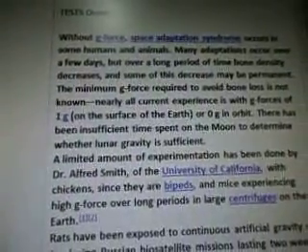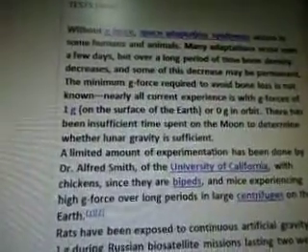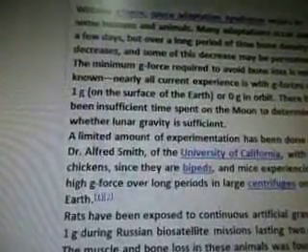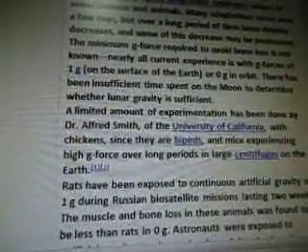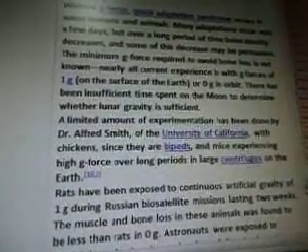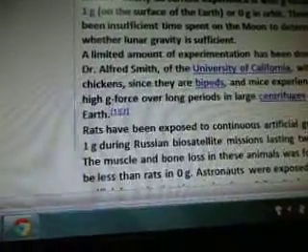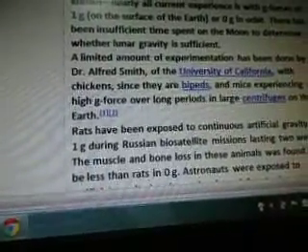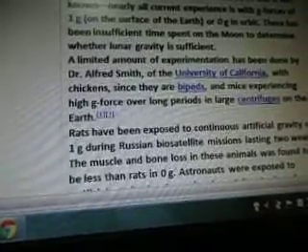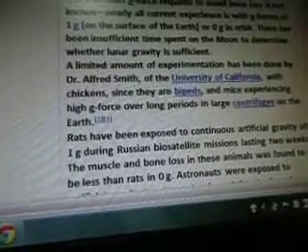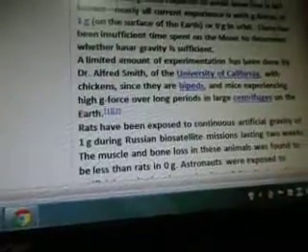Nearly all current experience is with G-forces of 1 G on the surface of the Earth or 0 G in orbit. There has been insufficient time spent on the Moon to determine whether lunar gravity is sufficient. A limited amount of experimentation has been done by Dr. Alfred Smith of the University of California with chickens, since they are bipeds, and mice experiencing high G-force over long periods in large centrifuges on the Earth. Rats have been exposed to continuous artificial gravity of 1 G during Russian biosatellite missions lasting 2 weeks. The muscle and bone loss in these animals was found to be less than rats in 0 G.